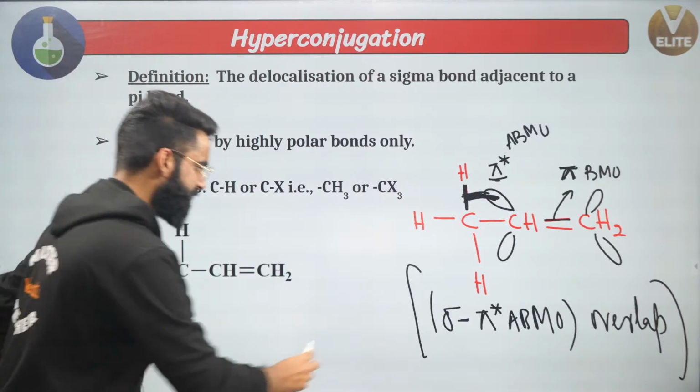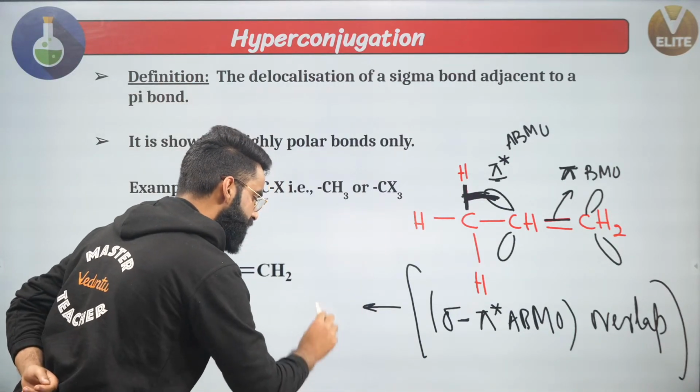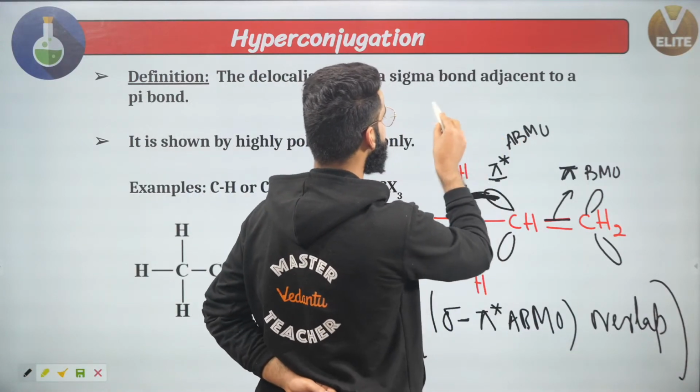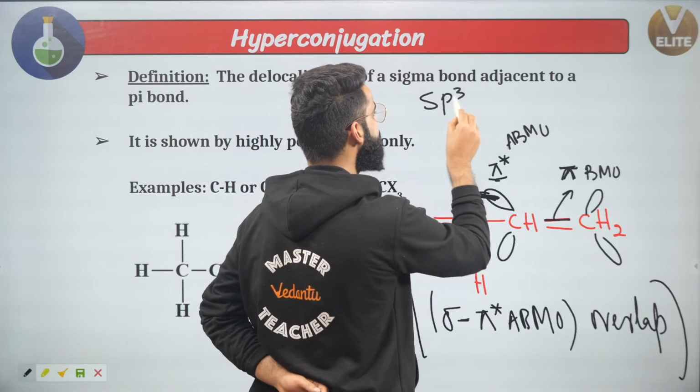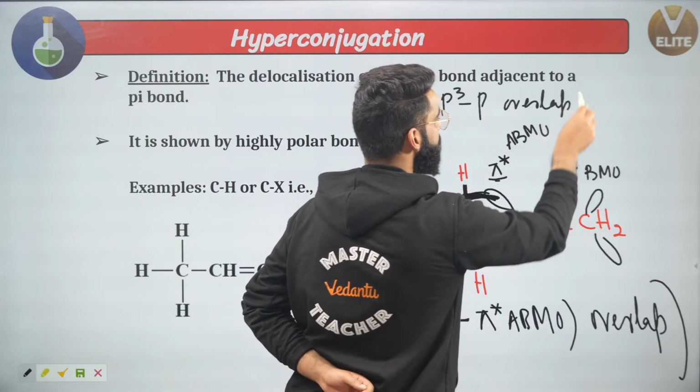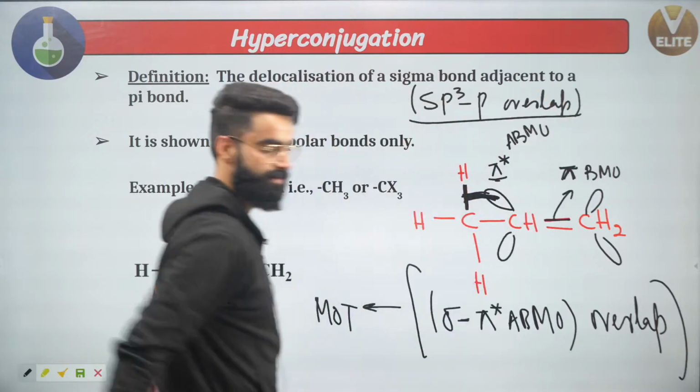All right, so people, this is as per your molecular orbital theory, okay? And as per your VBT, it's going to be sp3-p overlap, right? This is as per VBT, correct?